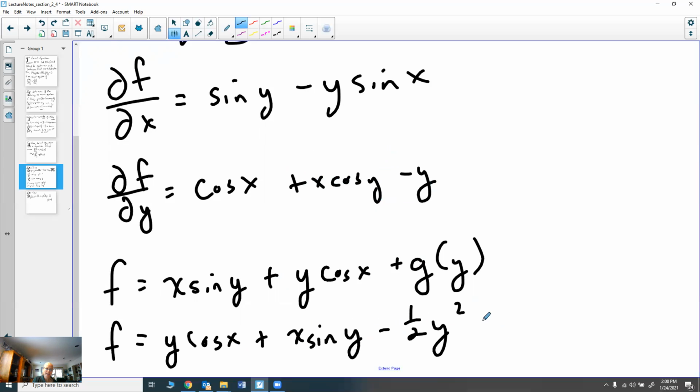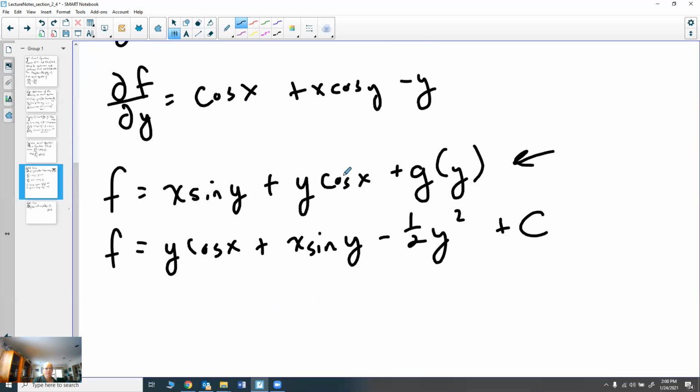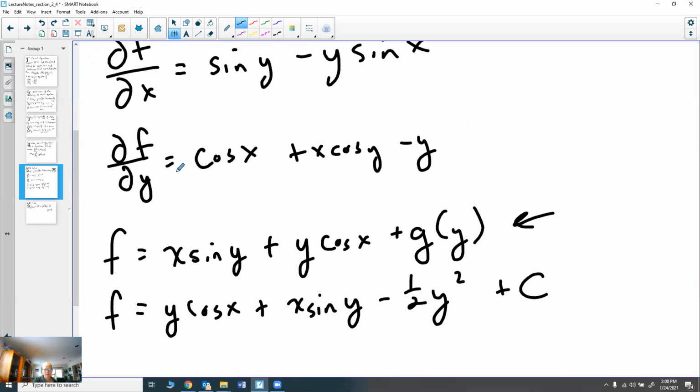Well, now I'm noticing that there's a lot of similarities going on here. It looks like I can figure out what things might be, but there could have been a constant here. So I'm wondering if there's a better way we could have done this than trying to find this partial derivative and compare. We now have this f equals x sine y plus y cosine x plus g of y. If this is the solution, and it should be, then it should satisfy the other partial derivative.